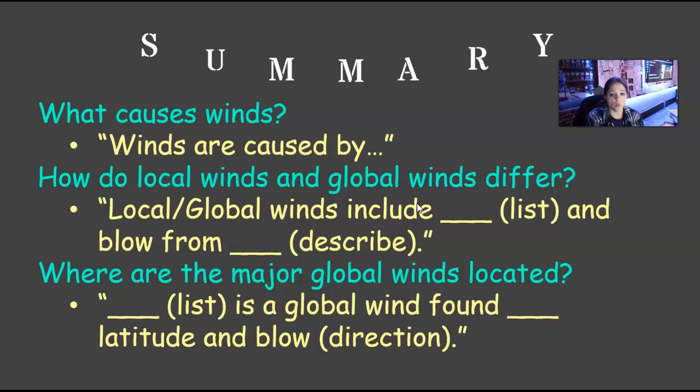Where are the major global winds located? Trade winds are a global wind found from the equator to 30 degrees that blow east to west. Westerlies are found from 30 degrees to 60 degrees latitude and go from west to east. And easterlies are global winds found from 60 degrees to 90 degrees latitude that blow east to west.